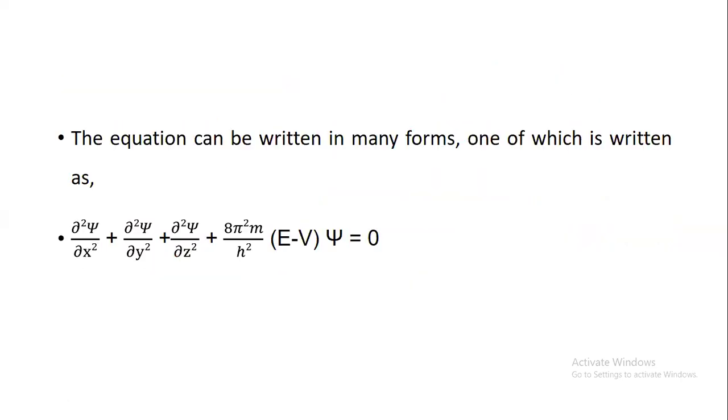The equation can be written in many forms, and one of the ways is written as ∂²ψ/∂x² + ∂²ψ/∂y² + ∂²ψ/∂z² + (8π²m/h²)(E − V)ψ = 0.